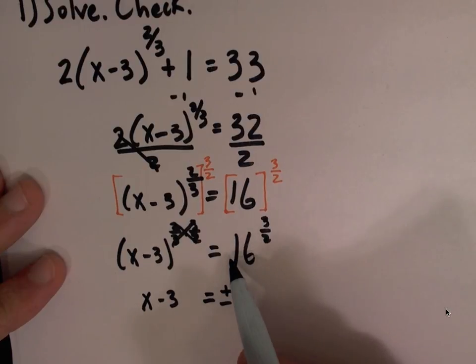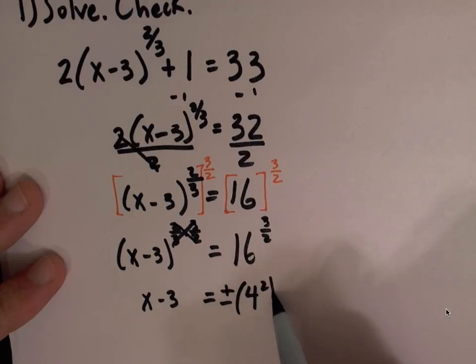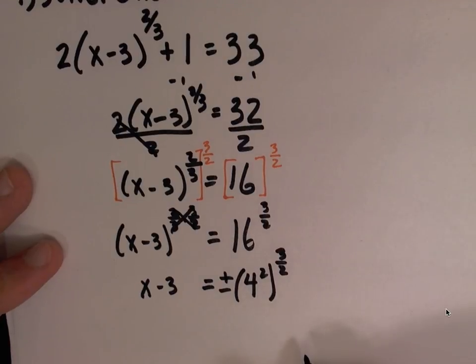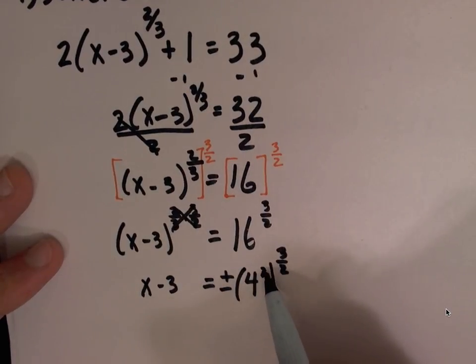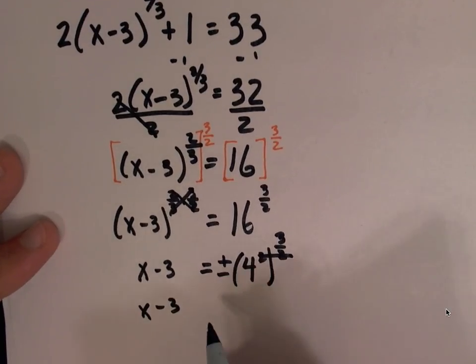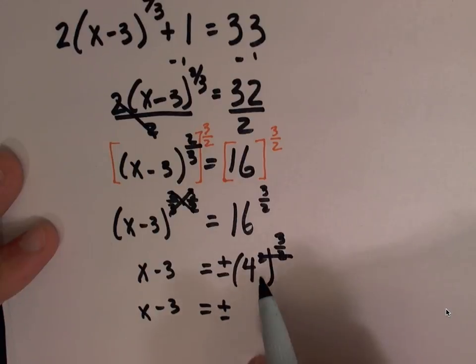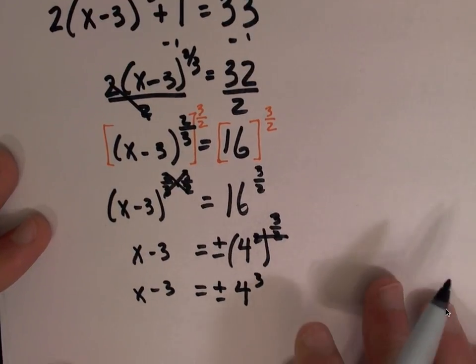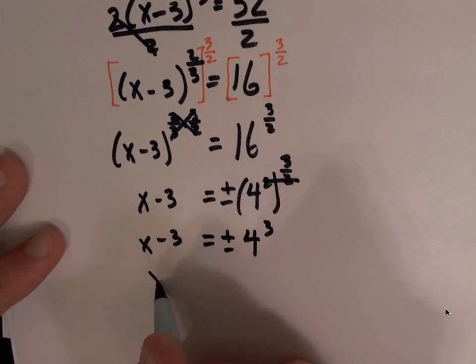And remember, we practiced rewriting these so that they could work out nicely. So I'm going to rewrite this as 4 squared, 4 squared to the 3/2. Now that I've done that, I can multiply power to power, so the 2's are going to become just 1. So x minus 3 equals plus or minus 4 to the 3rd power. 4 times 4 times 4, so 64.